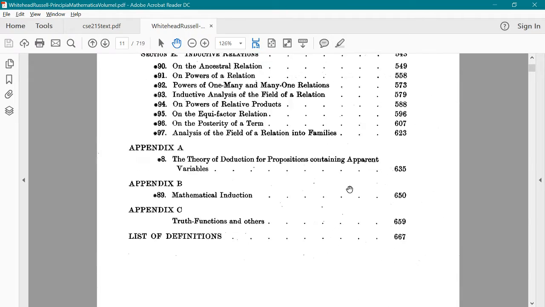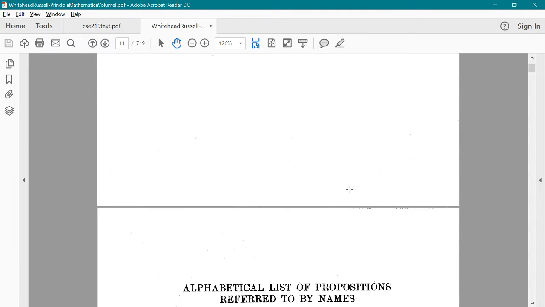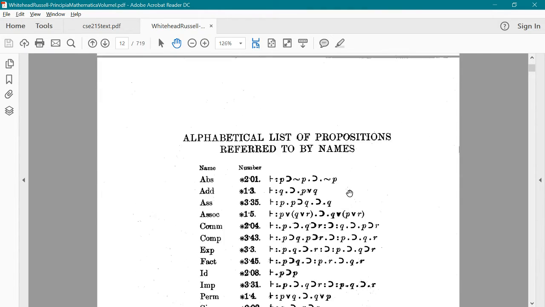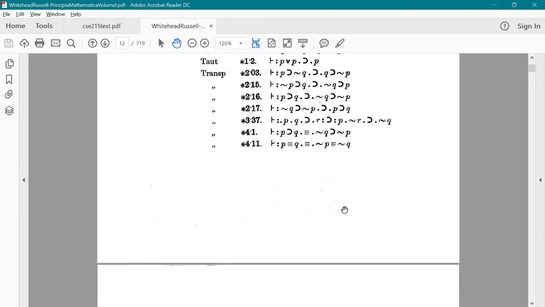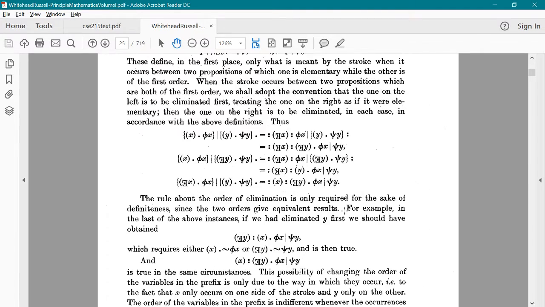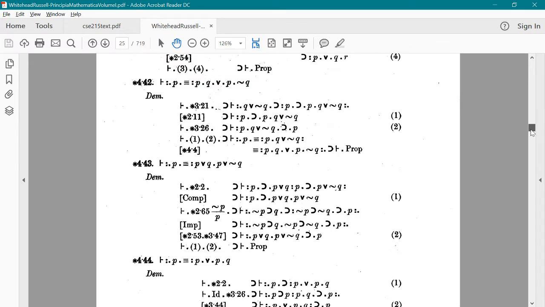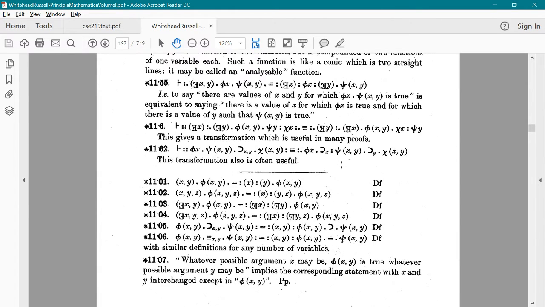But let's get into the good stuff. There's an alphabetical list of propositions referred to by name. So these are propositions and the names of them, and this is all some kind of language they developed. But let's just jump into the guts of it here. This is what the whole book looks like. It's just all these statements that look all the same, right? But they're developing arithmetic.